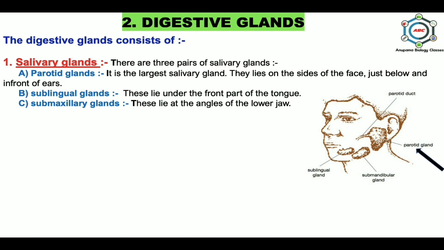After that, the sublingual gland lies under the front part of the tongue. This is the sublingual gland. And the last is the submaxillary gland, which we also know as the submandibular gland. This is the submandibular or submaxillary gland, which lies at the angle of the lower jaw. In case of the parotid gland, if a viral infection occurs, then swelling and pain result. This disease is known as mumps.